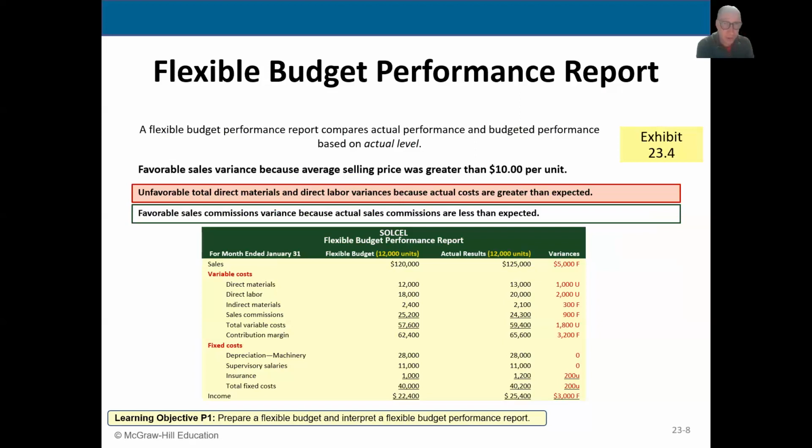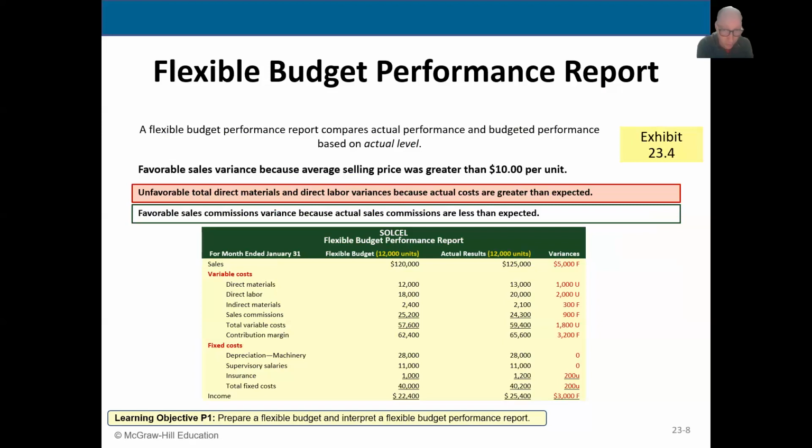Favorable sales variance is because the average selling price was greater than $10 a unit. We sold 12,000 units, and we expected to sell 12,000 units. Excellent. We raised our sales price by a little bit during the year. That gave us, so instead of $120,000 in sales, we sold $125,000. That gives us a $5,000 favorable variance.